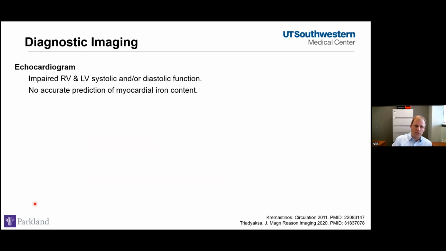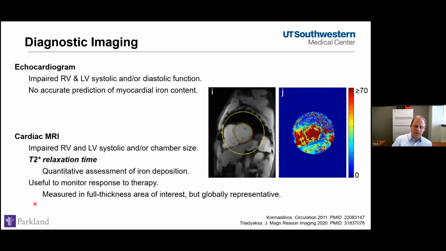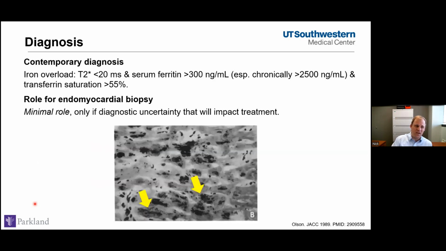And really the backbone of this disease recognition is the cardiac MRI with, of course, T2 star. What that means for us currently is that really the contemporary diagnosis is based upon the MRI findings looking at T2 star and elevated ferritin and transferritin levels.